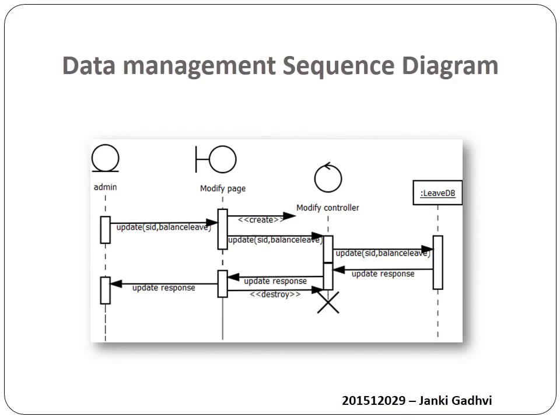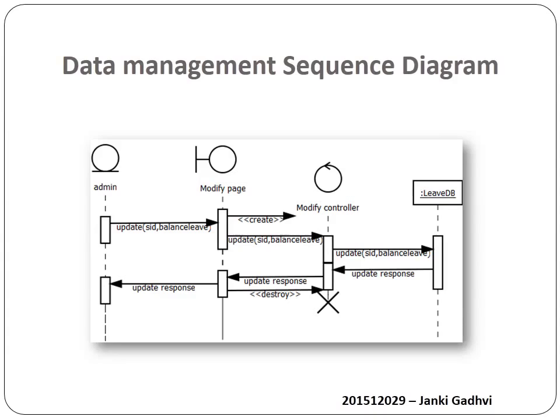It is a sequence diagram for data management. Admin is the actor, modify page is a boundary, modify controller is a controller, and leave DB is a database. Modify page would be made available to admin. Admin will enter student ID and balance leave according to the user request.